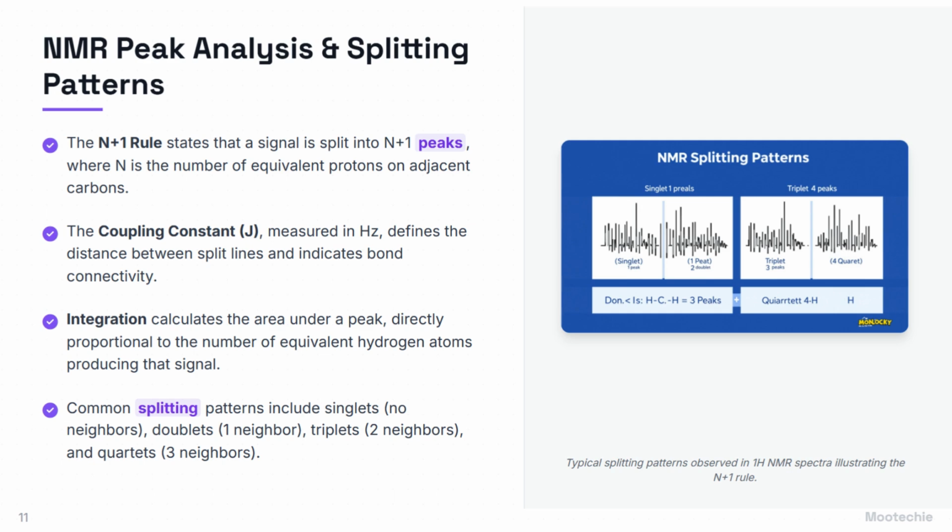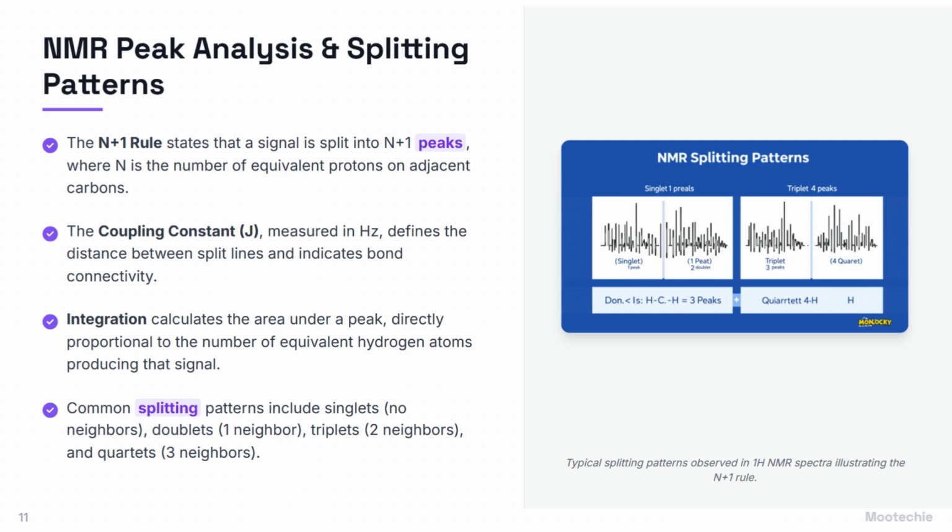This slide includes a visual guide to NMR splitting patterns. It shows examples of a singlet, a doublet, a triplet, and a quartet. A specific example is given. A proton with 2 neighbors, following the N+1 rule, would result in a triplet, represented as 3 peaks. The text confirms that these are typical splitting patterns observed in proton NMR spectra, perfectly illustrating the N+1 rule.